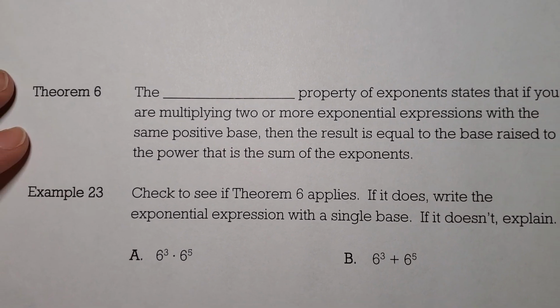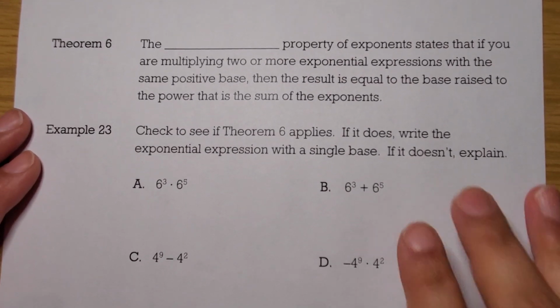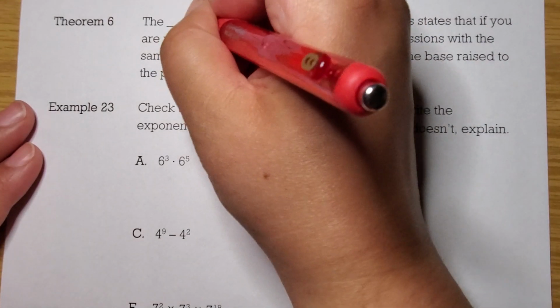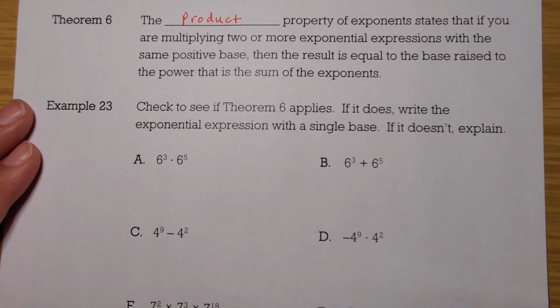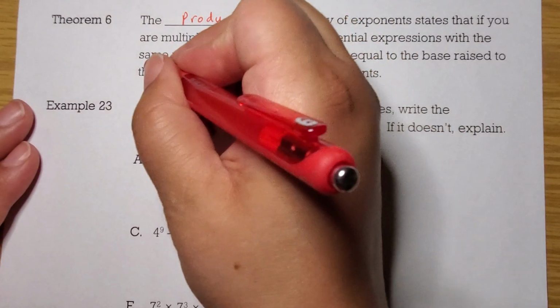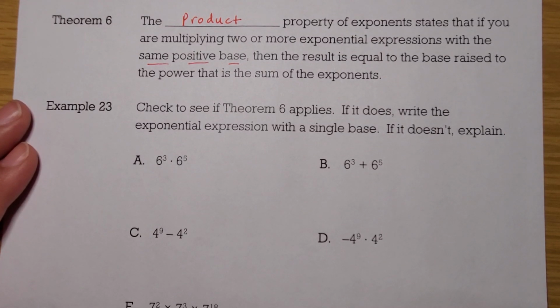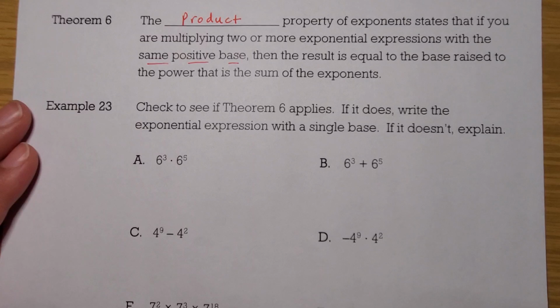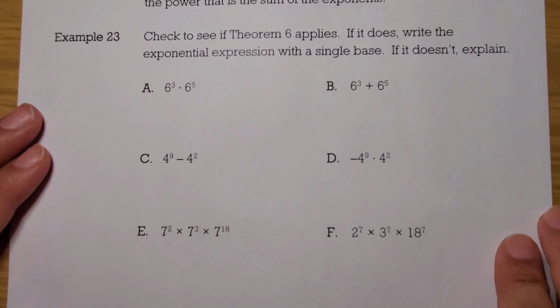So let's zoom out a little bit here so we can see more of the page. The product property of exponents states that if you're multiplying 2 or more exponential expressions with the same positive base, then the result is equal to the base raised to the power that is the sum of the exponents. In other words, if the bases are the same and they're both positive, then you can add the exponents when you multiply. So for this example, we're going to see if this property applies, if we're in the right situation, and if we are, then we're going to use it.